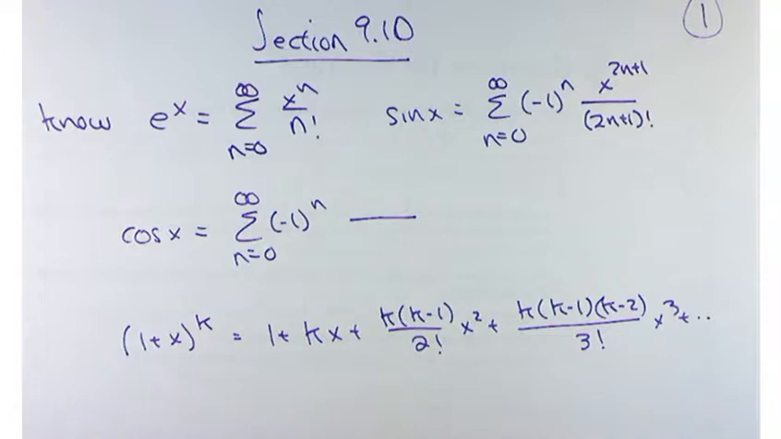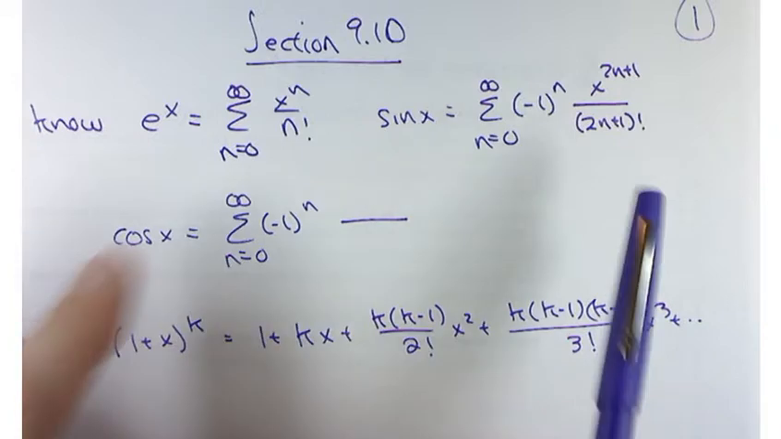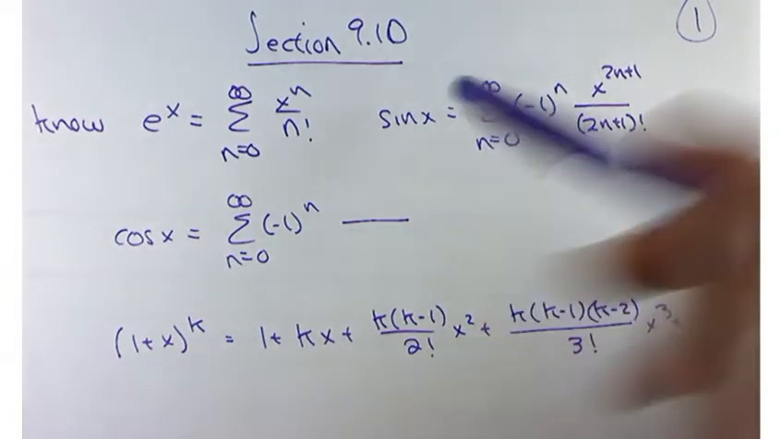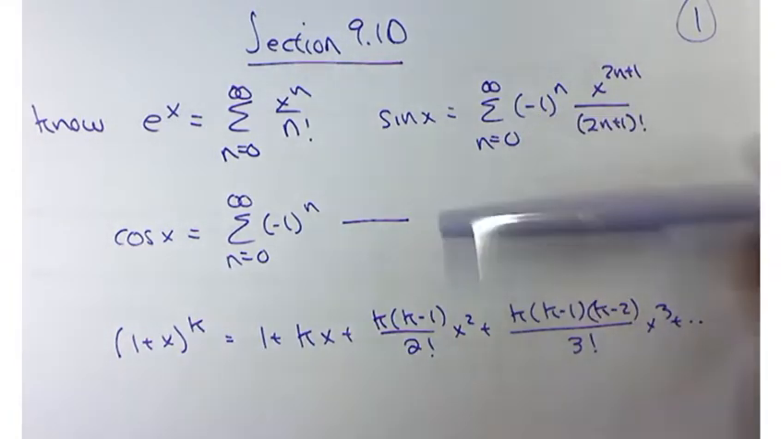Okay, so in section 9.10, we're going to work on Taylor series and Maclaurin series a little bit more in depth. It's helpful if you have some of these things memorized. There's a whole list of them in your book. It's on page 670. I've whittled it down to these four. It's just convenient to know these four. And in fact, if you know a couple of them, if you know this one, you can get this one.